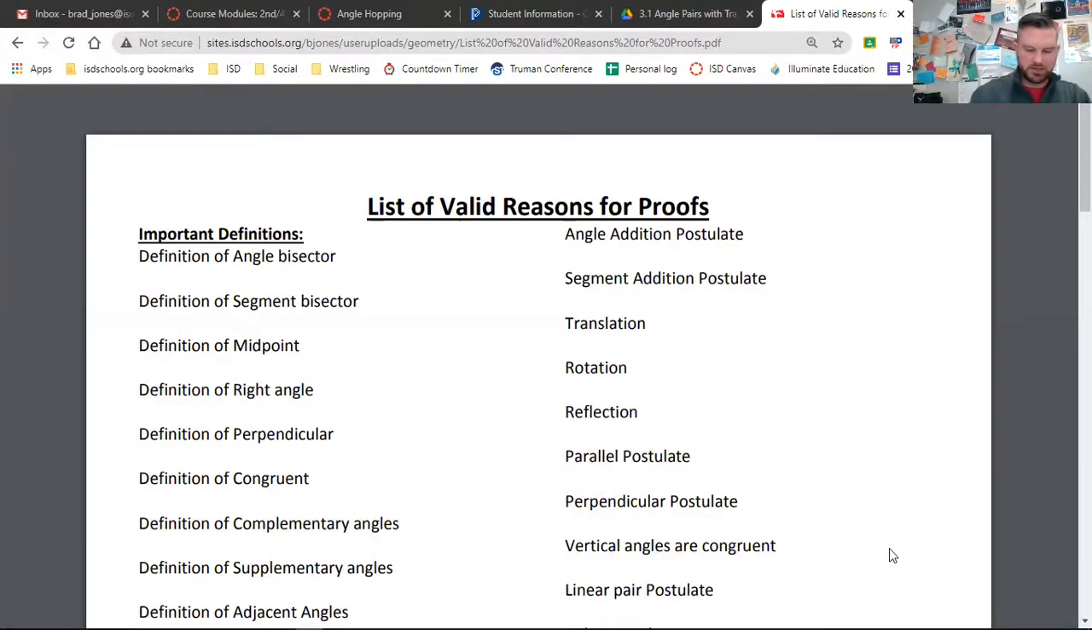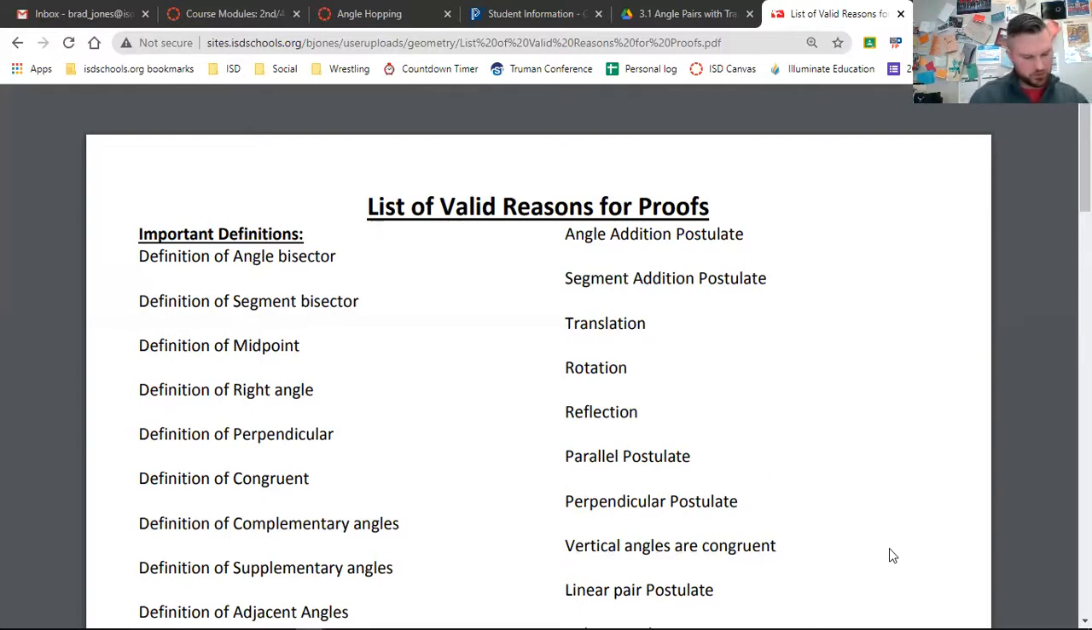All right, welcome back. We are going to continue our proof lesson. So last time we talked about algebraic proofs and using the statements and reasons to work our way through those examples. Today we are going to move more into some geometric proofs. And in order to do that, we want to look at this valid reasons paper again, okay?